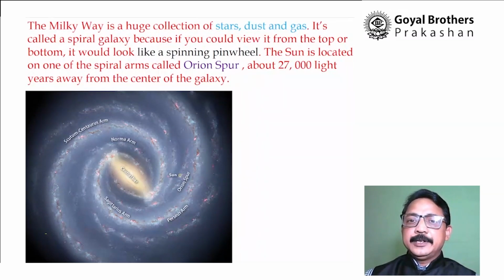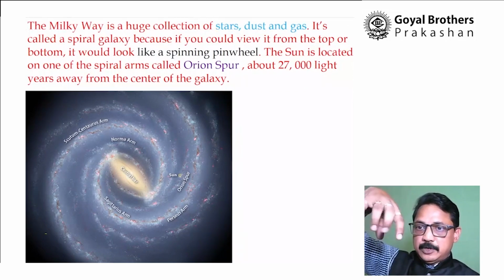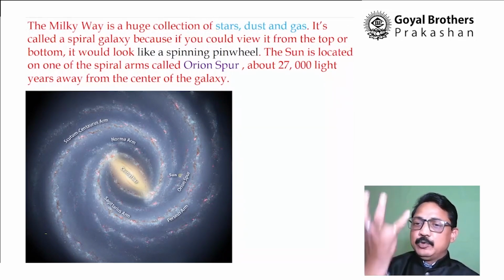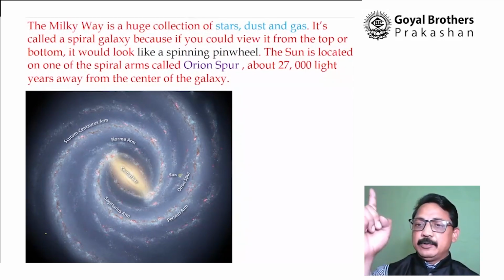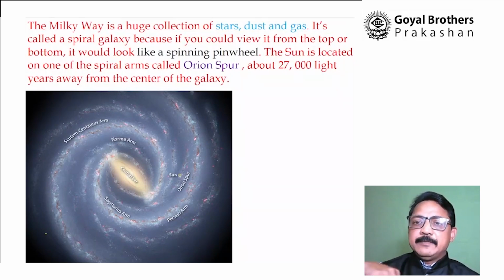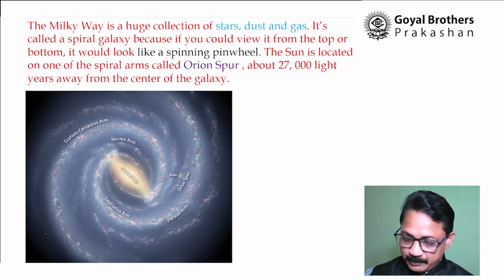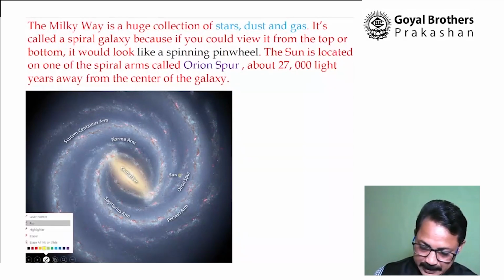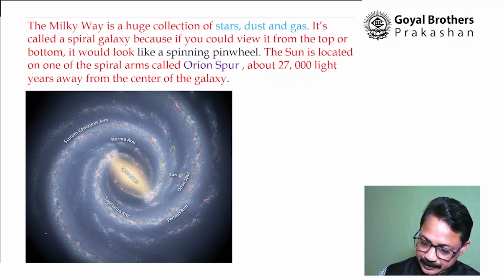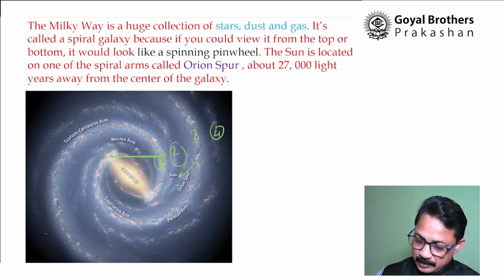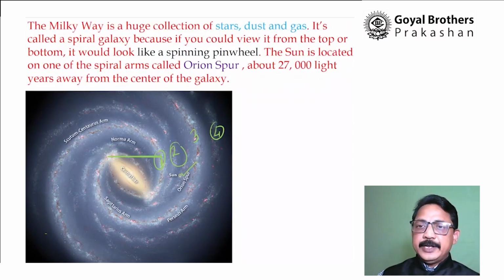And this Milky Way galaxy, dear students, when you look at it from the top, looks like a spinning wheel. If you go under it and look above it, you will find it looking like a spinning wheel, and that's why we call it a spiral galaxy. Now, if you look at this spiral galaxy, you will find that it has four arms. This is arm 1, this is arm 2, this is arm 3, and this is arm number 4. And our sun is present in the arm which is called the Orion Spur, about 27,000 light years away from the center.